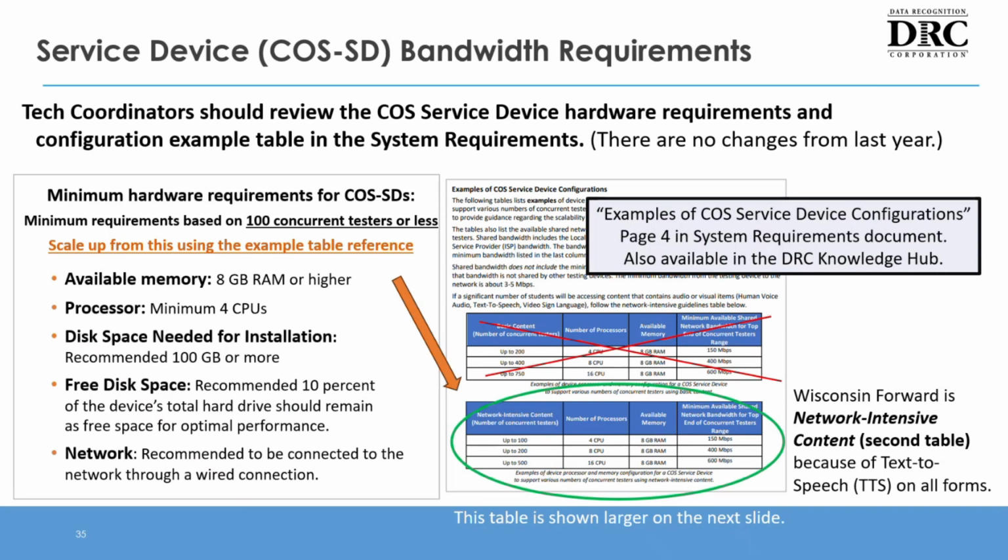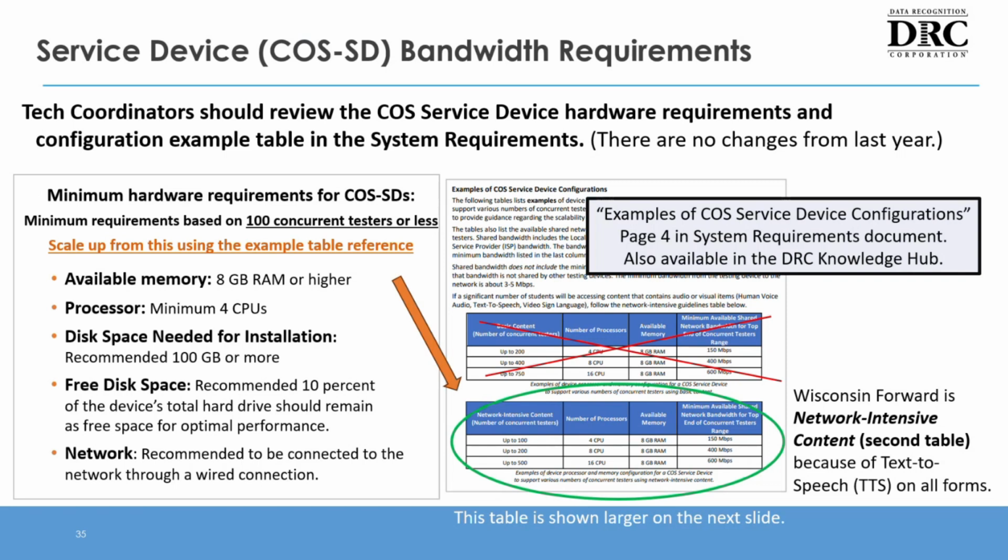On this slide, on the left side are the minimum hardware requirements for COS-SDs. There are no changes from last year, but last year some of these values were new or updated. So new last year, the memory was increased to a minimum of 8 gigabytes of RAM. Prior to that, it was a minimum of 4 gigabytes of RAM.